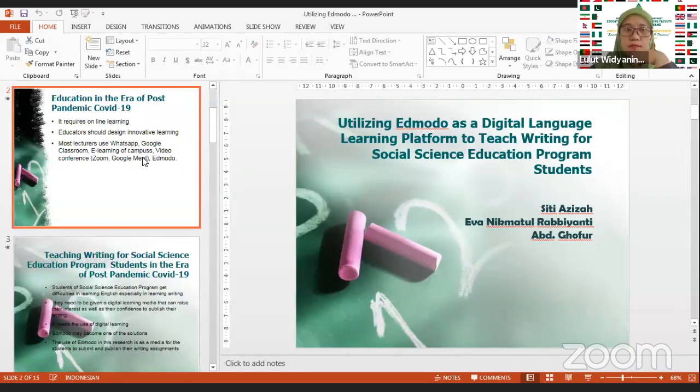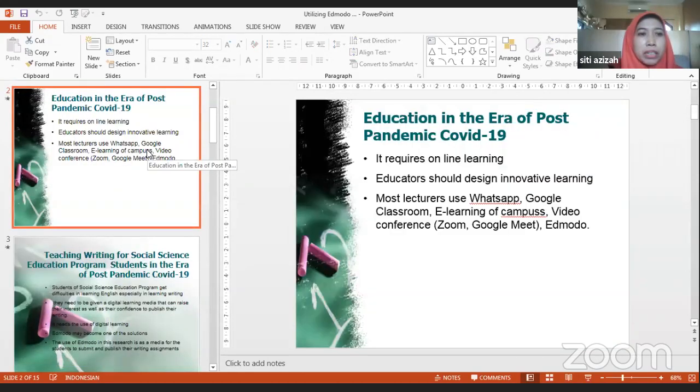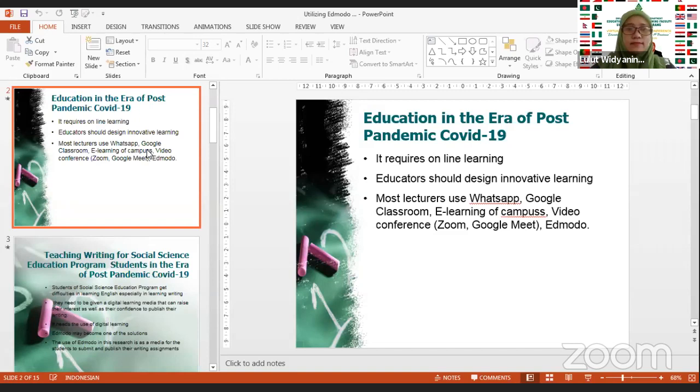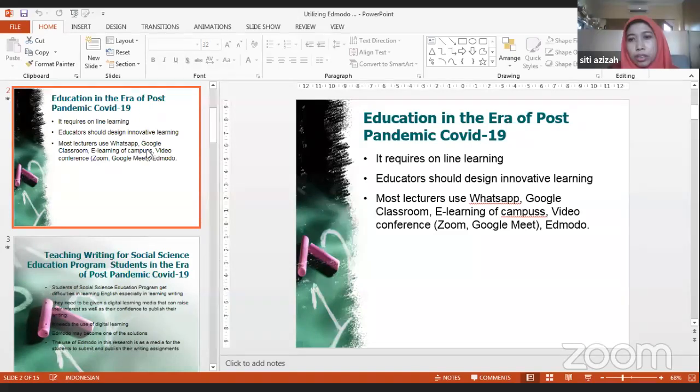Okay. Education in the era of post-pandemic COVID-19 required online learning, and educators should design innovative learning. Innovative learning here means making our students able to learn easily and reach the goals of learning. And we as lecturers should design innovative learning. It means creative and interesting learning that makes it easy for the students.